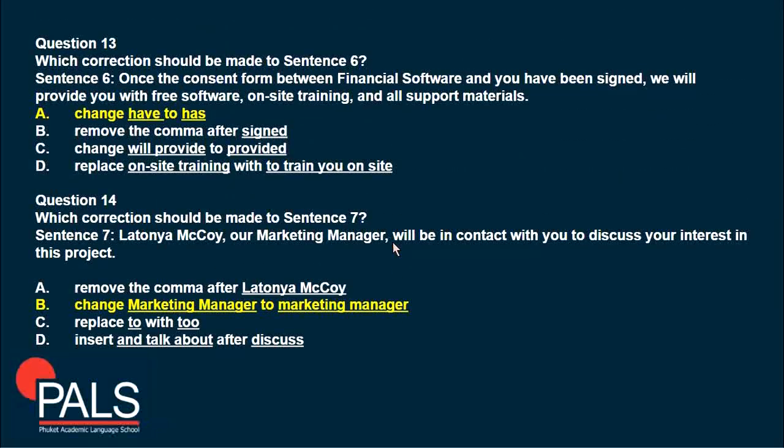Question 13. If we take a look at this one, the singular verb "has" agrees with the singular subject form. What are we talking about here? Once the consent form, it's singular, between Financial Software and you, has. We're talking about one consent form here, so it should be "has." The confusing part is "Financial Software and you," but that's not the subject. These are distractors. We're talking about the consent form. So the correct answer here is A.